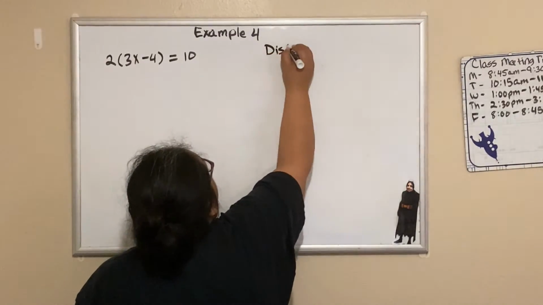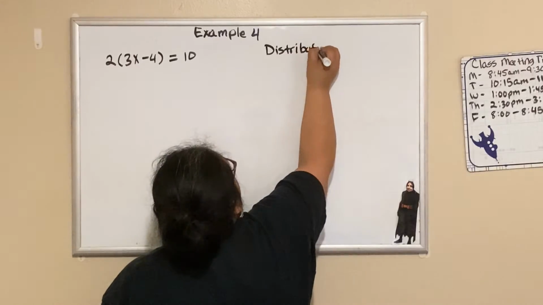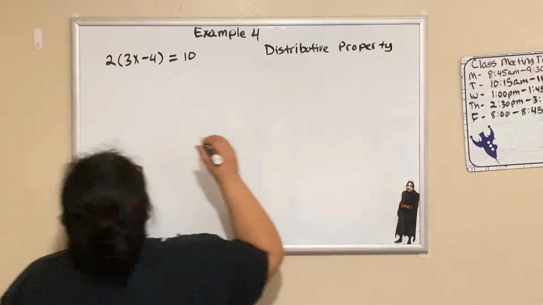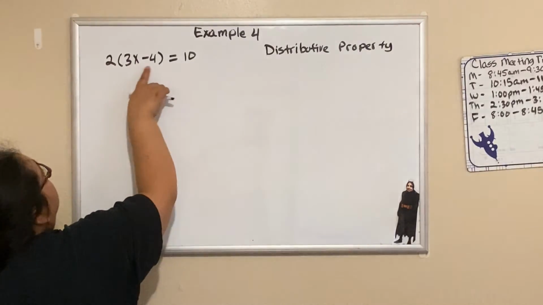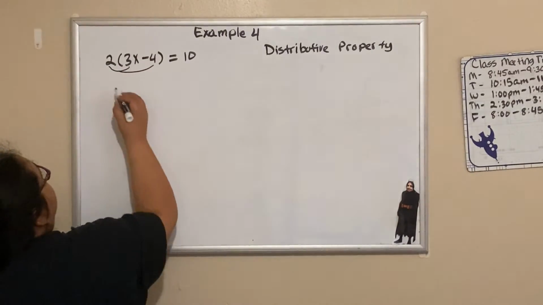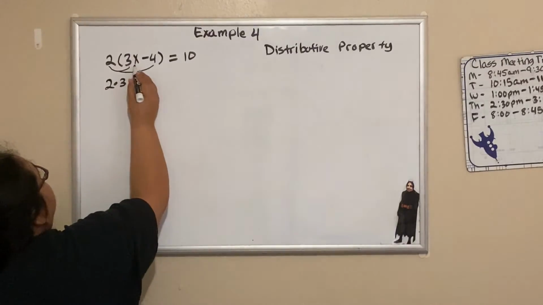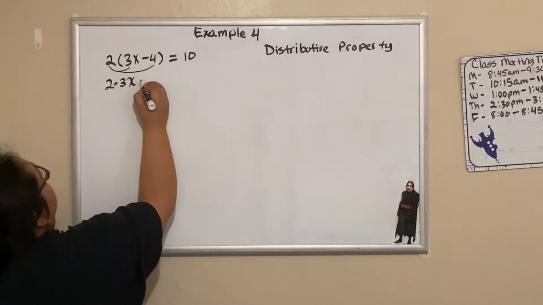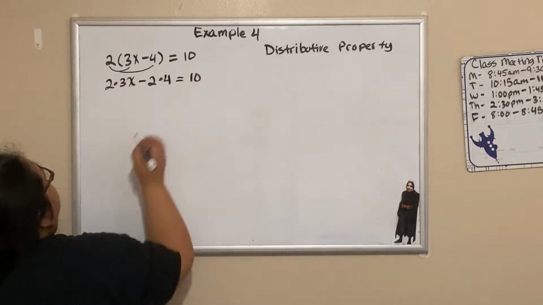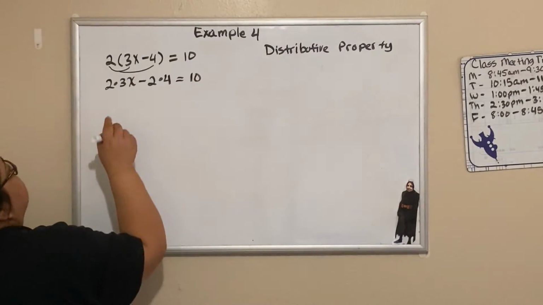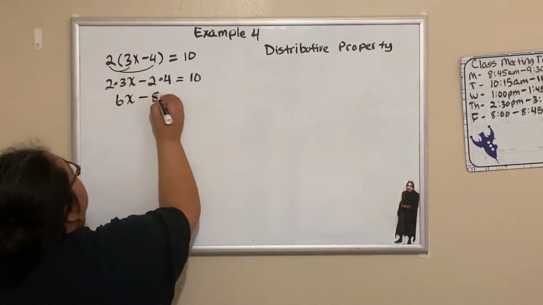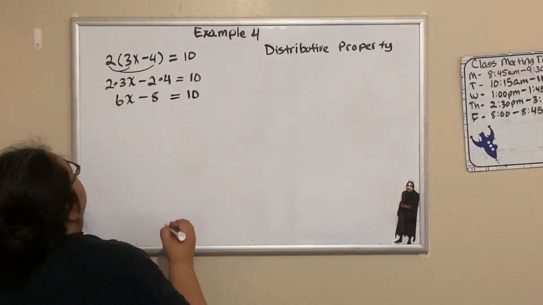So we're going to use the distributive property. And the distributive property says to multiply this number times both of these terms. So we're going to multiply 2 times 3 and 2 times negative 4. So 2 times 3x, minus 2 times 4 equals 10. And now we're going to simplify. 2 times 3 is 6, so this is 6x, minus 2 times 4, that's going to be 8, equals 10.